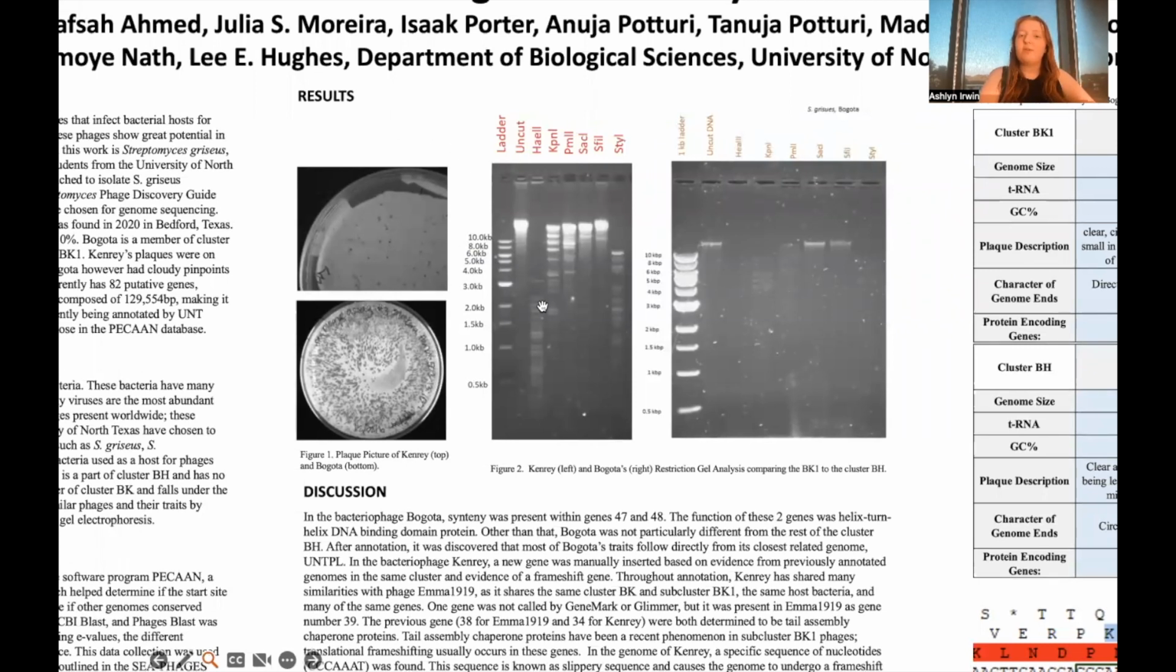This is also going to be Kenrey here on the left, and its restriction digest from enzymes. This is going to be cut DNA from specific enzymes that cut at specific places per cluster. And this is pretty characteristic for the BK1 subcluster.